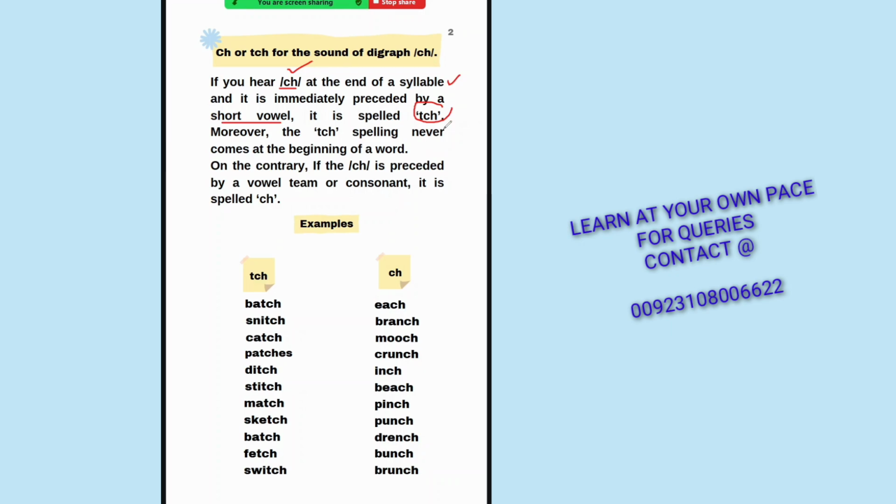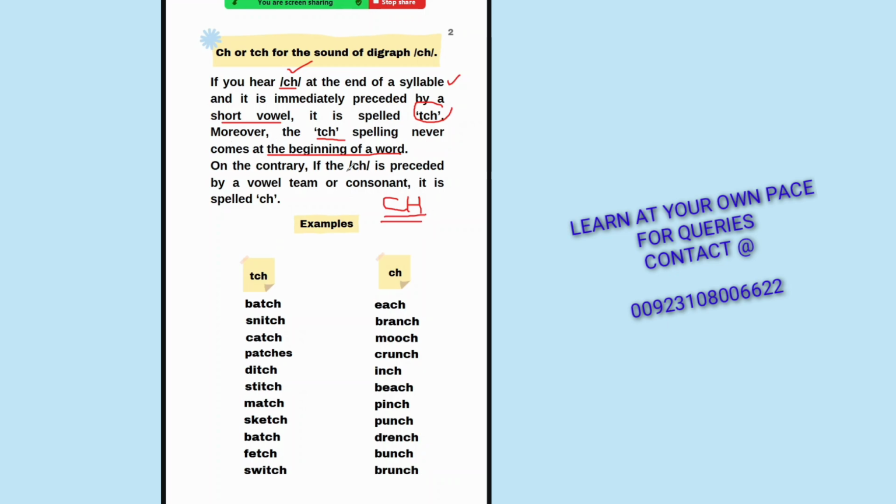And keep one more thing in your mind, that TCH for the ch sound never comes at the beginning of a word. For example, church. In the word church, the ch sound is coming at the start of the word. So without any doubt, you have to write CH for ch at the beginning of the word.